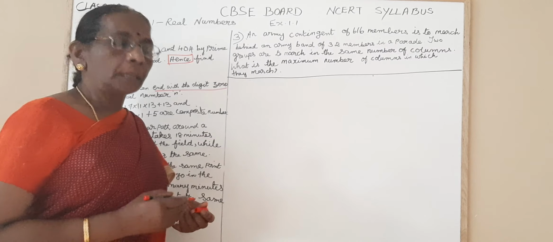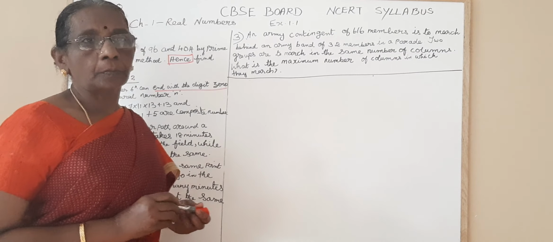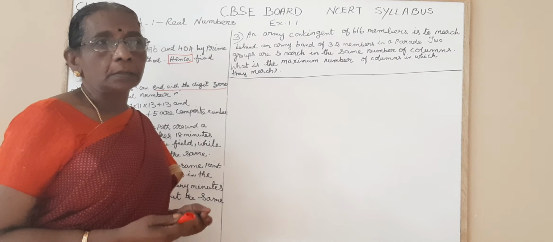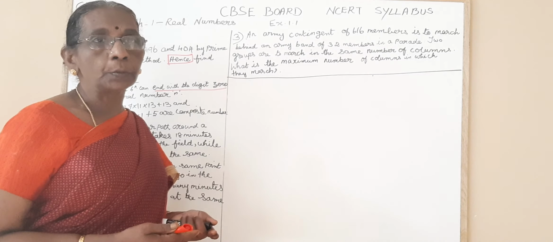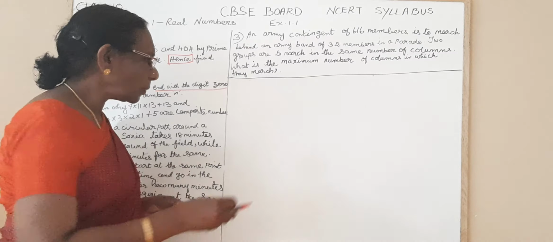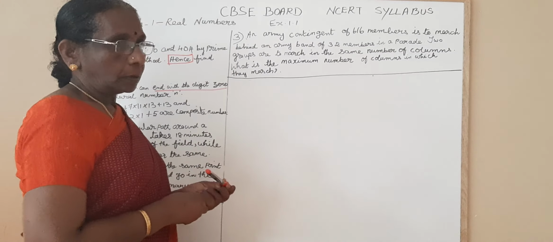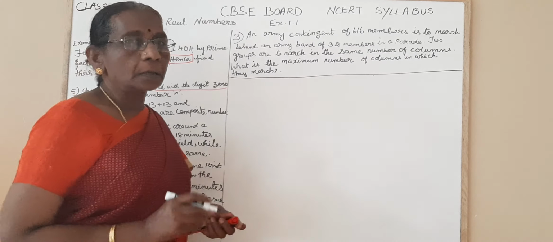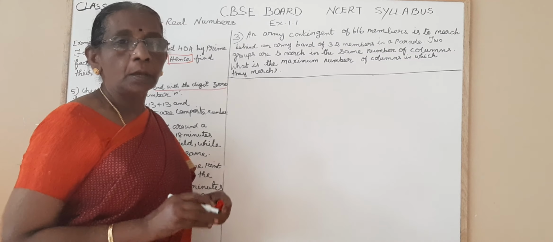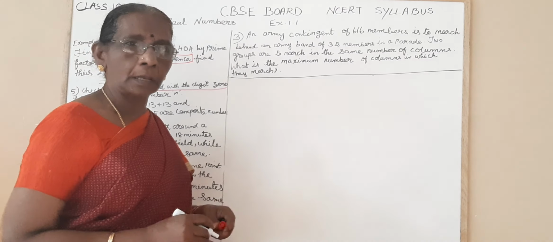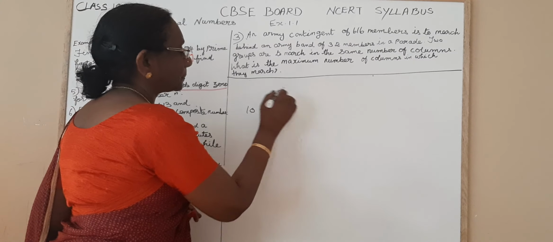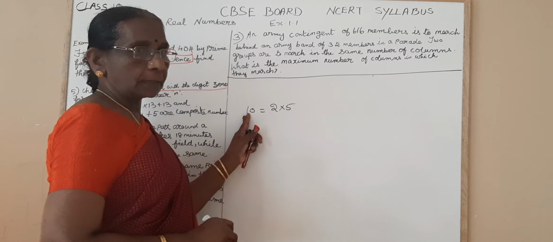Children, if you want any number to end with 0, it should be a multiple of 10, isn't it? 10 power 1, 10 square, 10 cube, 10 power 4, or 20, 20 square, 20 cube. Like that, numbers will be ending with 0. That means the prime factors of that particular number should be 2 and 5. Why are we particular about 2 and 5? Because 10 is equal to 2 into 5. The units place of 10 is 0.